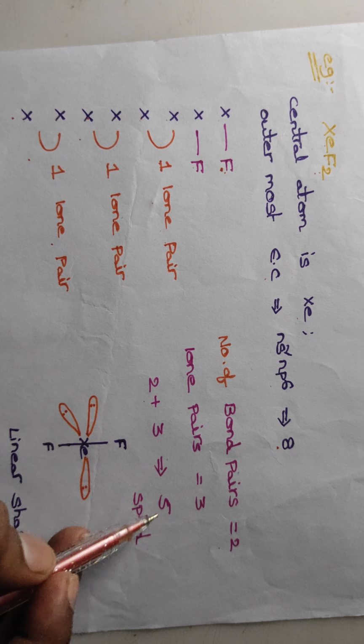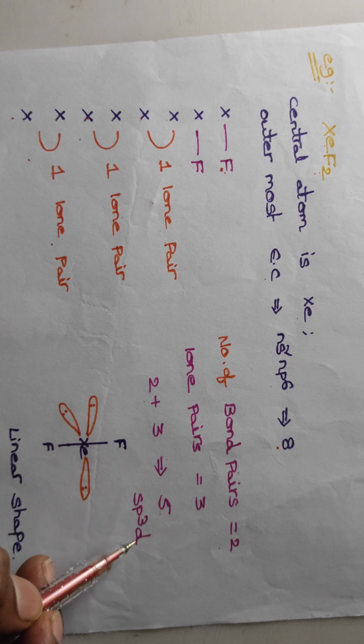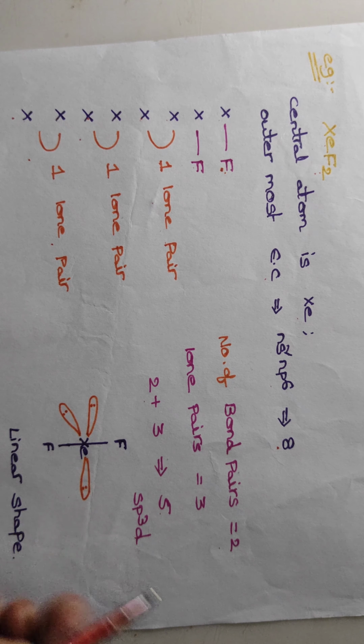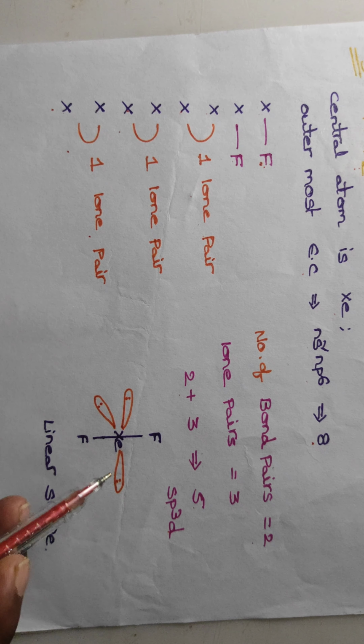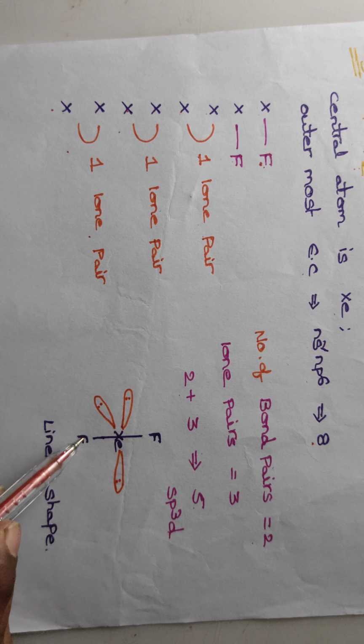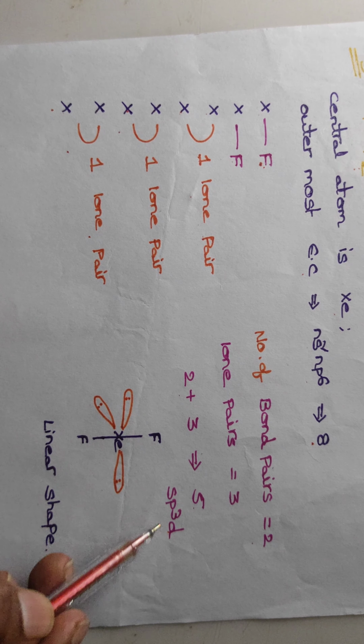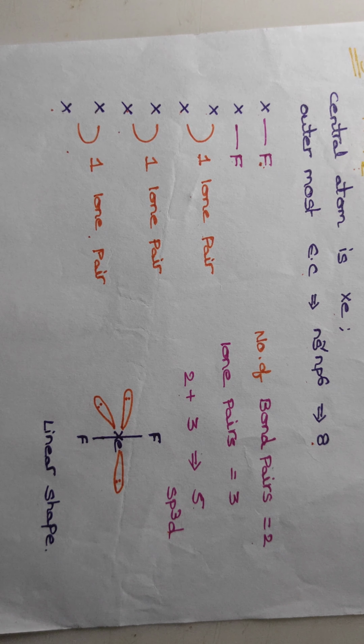So 2 plus 3 equals 5. The number is 5, so hybridization is sp3d. And the shape is linear, because the molecule has 2 bond pairs of electrons and 3 lone pairs of electrons. The shape is linear with sp3d hybridization.